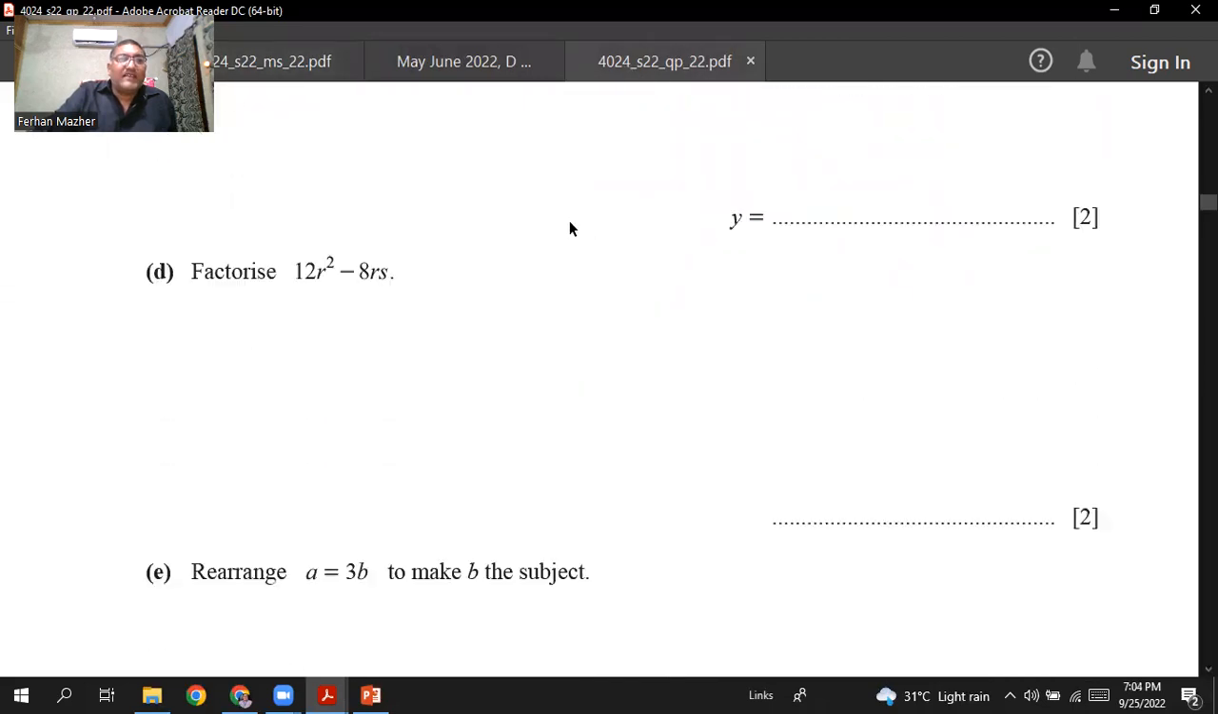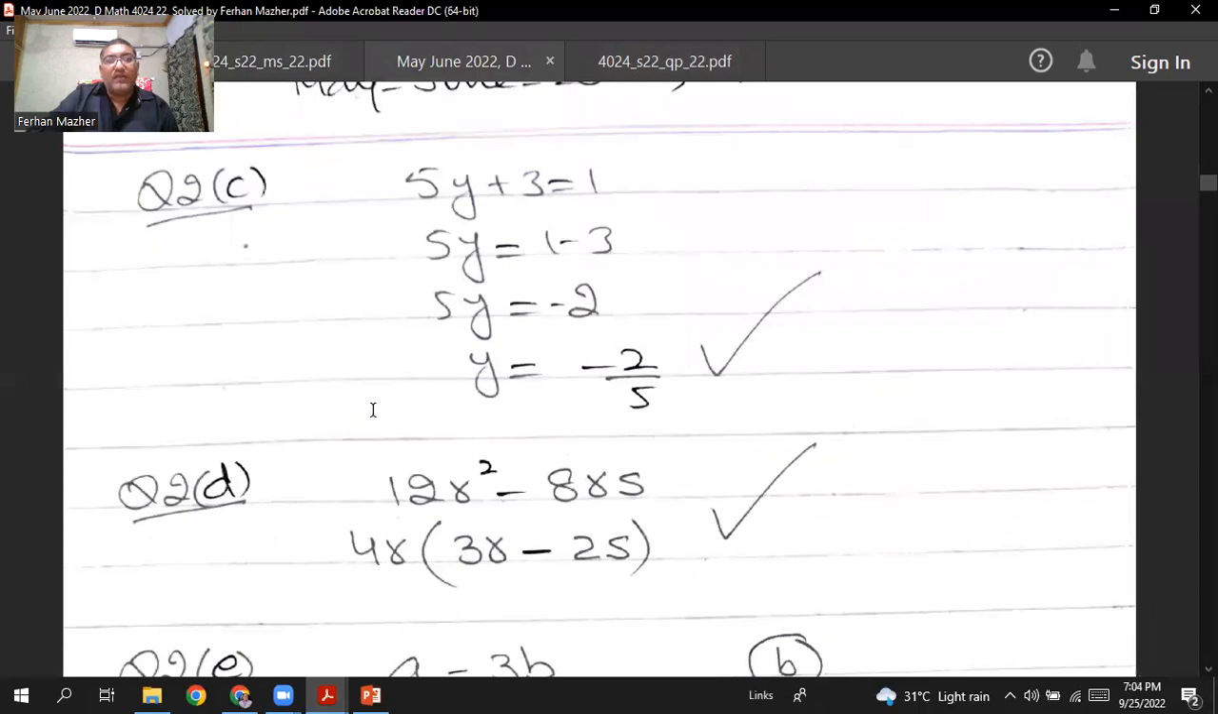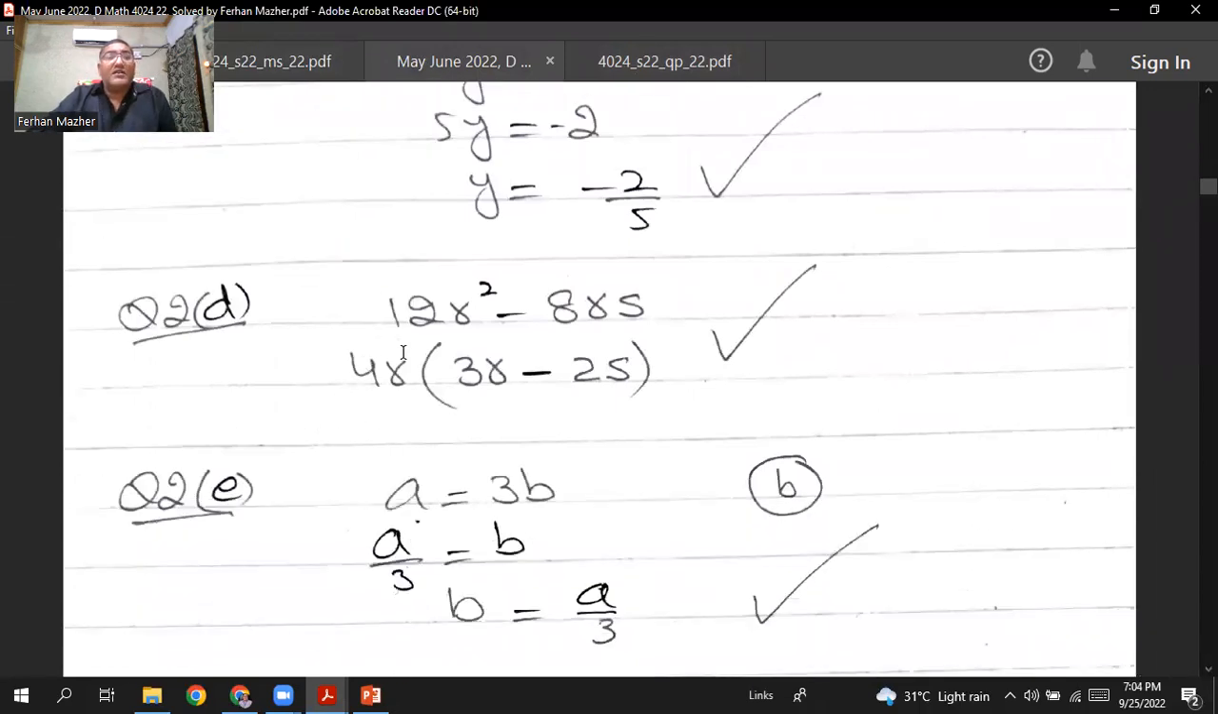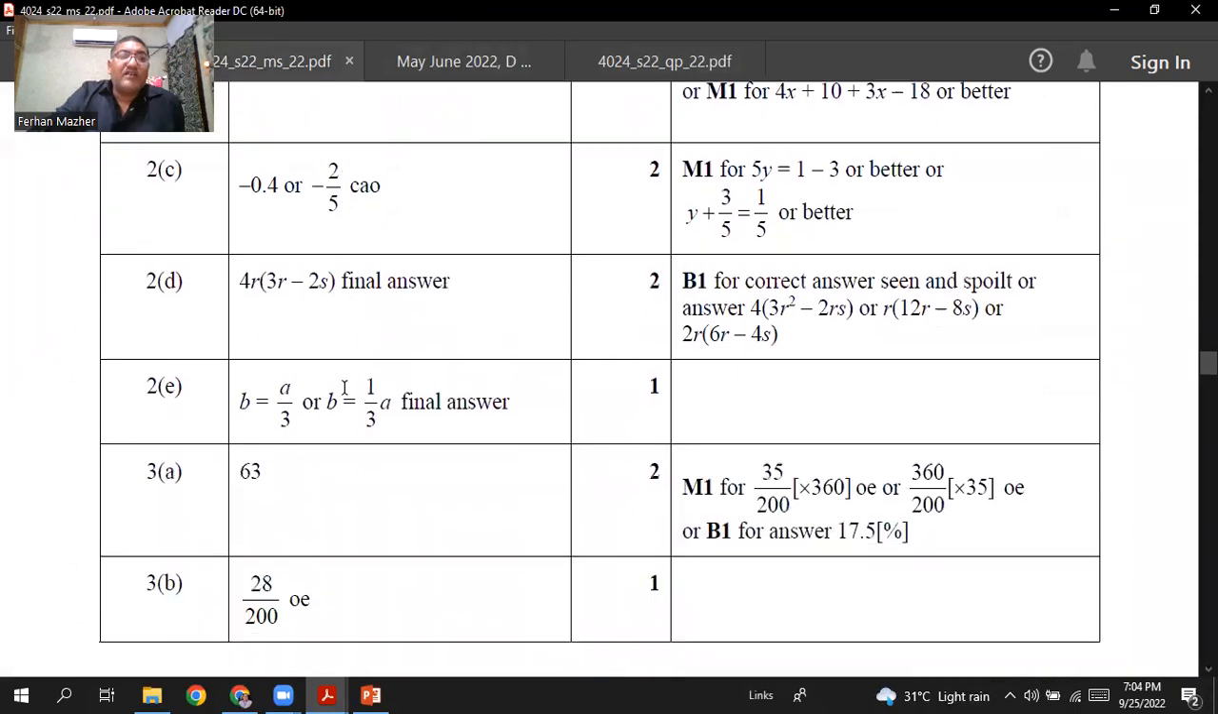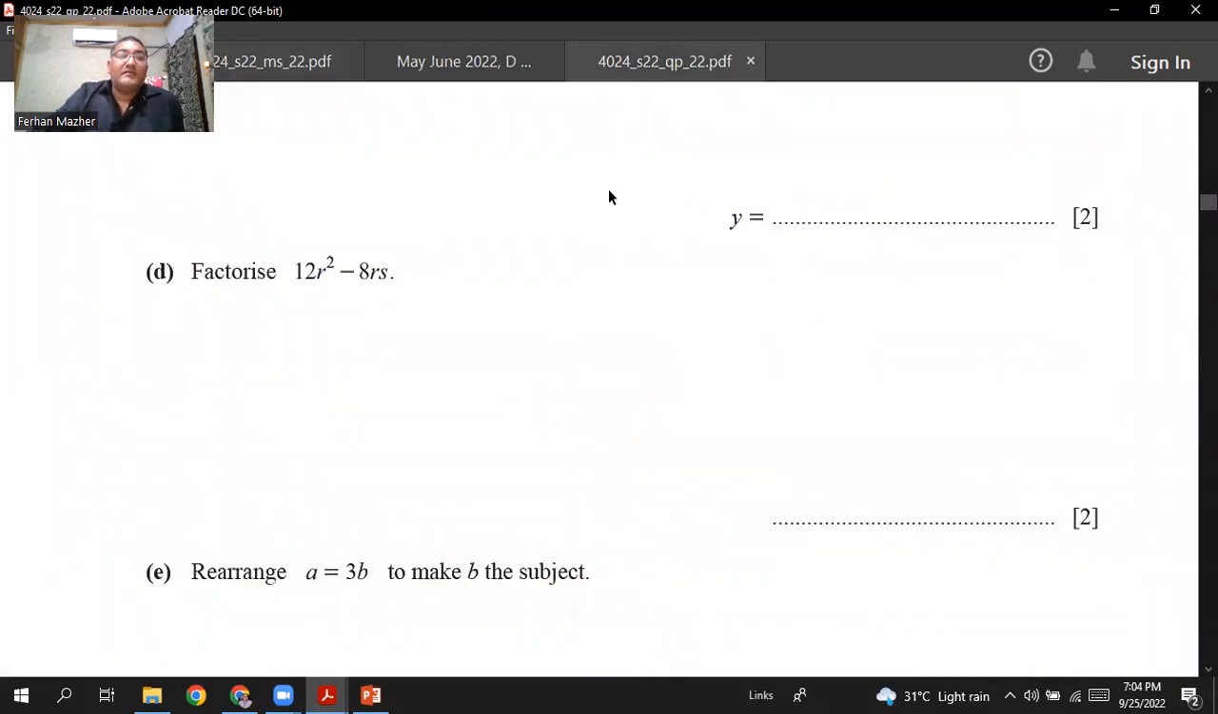Okay, the next thing, he says D part. He says, we have to factorize this: 12r squared minus 8rs. So the first rule of factorization is that from a given expression, if something is common, you will take it common. We can take 4 common, we can take r common. So we take 4r. 12r squared divided by 4r will be 3r, and minus 8rs divided by 4r will be minus 2s. So 4r bracket 3r minus 2s bracket close. This is how you will factorize it. So for the D part, our answer is right.